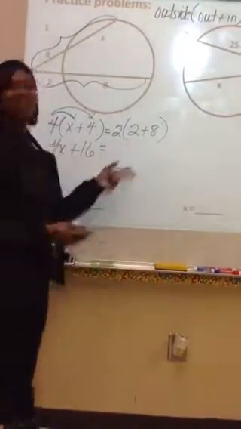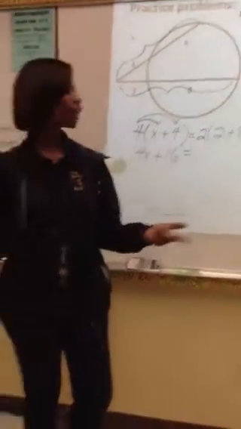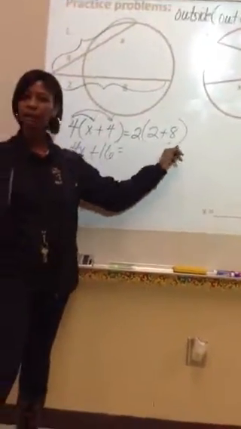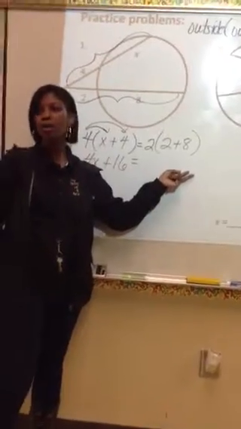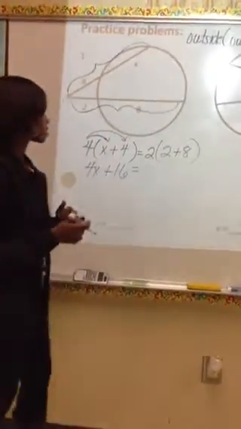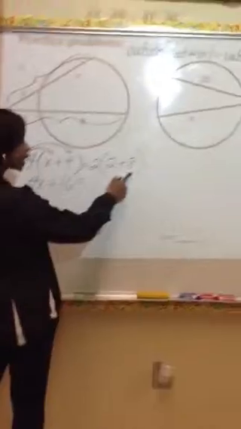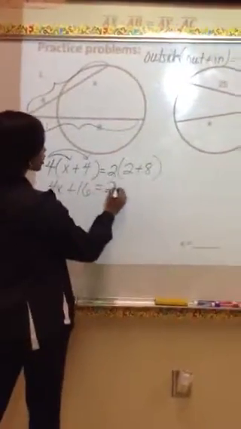And for this side, since you only have numbers, no variables, just plug this into your calculator as you have it written on your papers. Or you can just simply simplify it mentally. So we know 2 plus 8 is 10, and then 10 times 2 is 20.